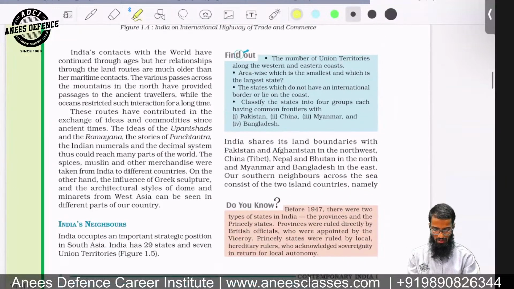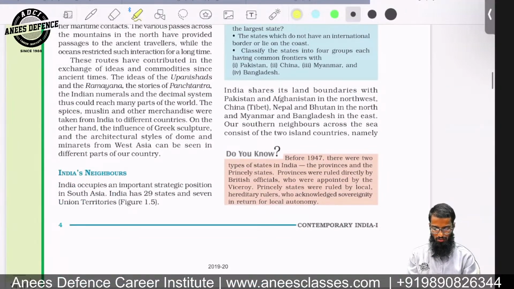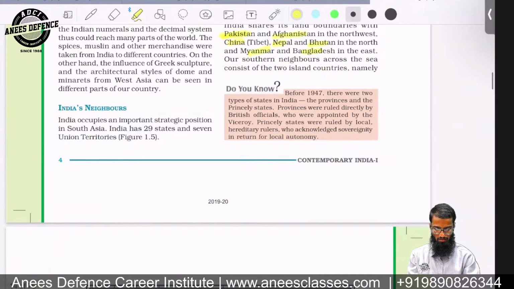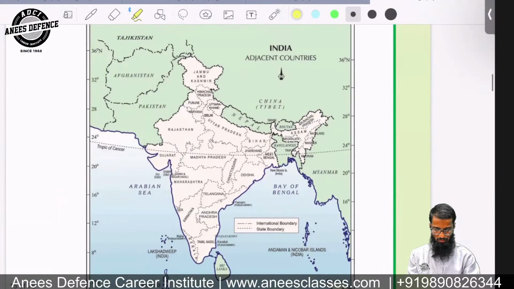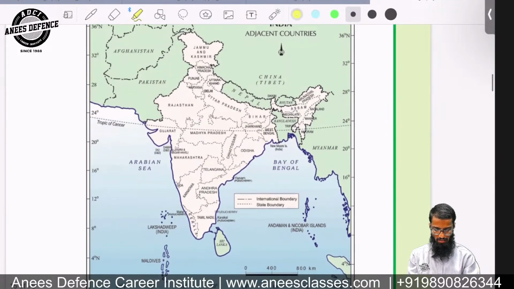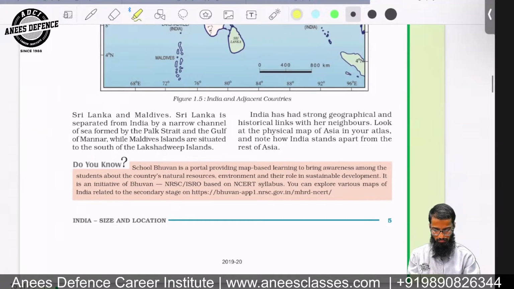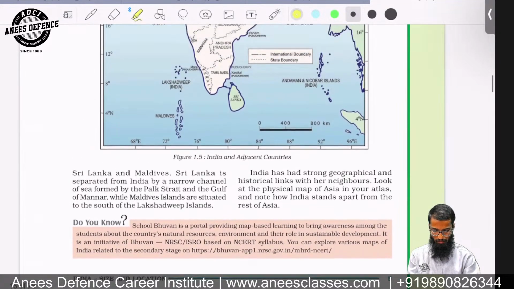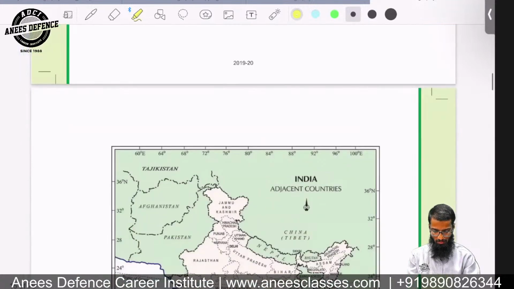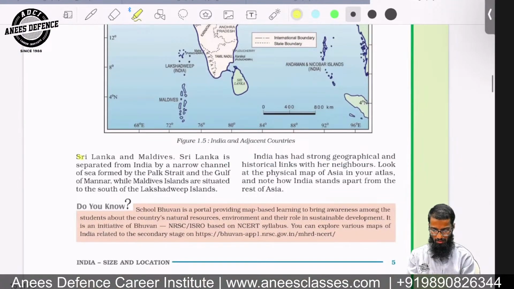India's neighbors we will be studying. India shares boundary with Pakistan, Afghanistan, China, Nepal, Bhutan, Myanmar, Bangladesh. So 1, 2, 3, 4, 5, 6, 7. 7 countries are there. So try to understand this. Then you have Sri Lanka and Maldives also.